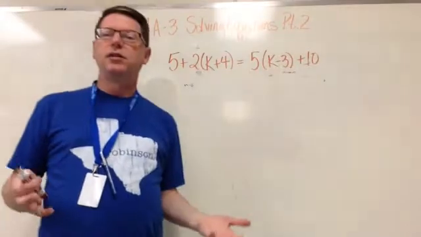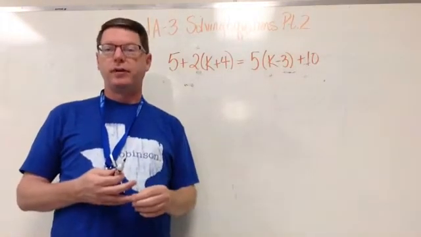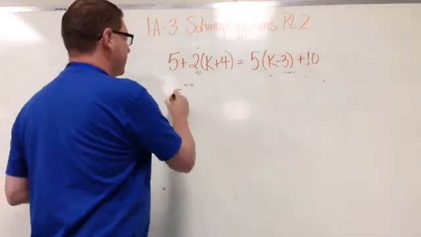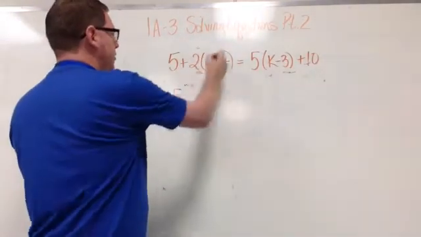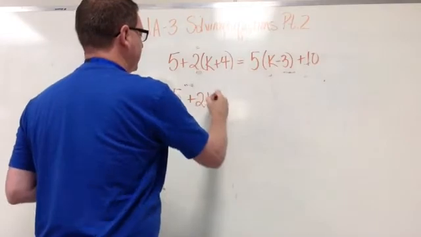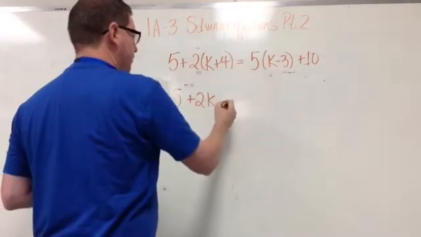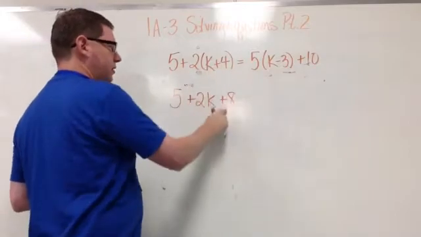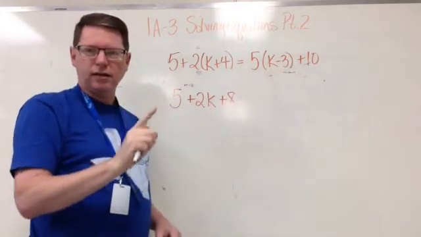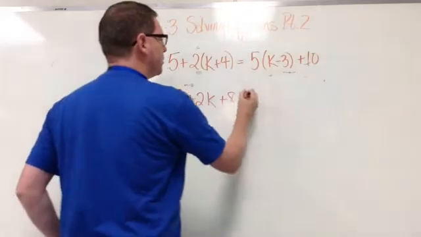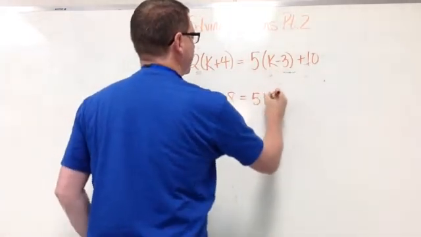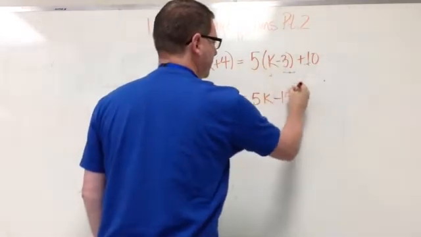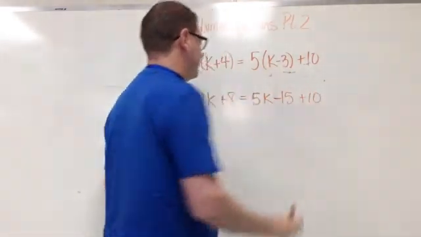So the first thing we have to do on both sides is to use the distributive property, okay? So 5 is coming down because I'm not doing anything with it yet. 2 times k is positive 2k, and 2 times 4 is positive 8. Whatever the sign is, when you multiply those is what goes between. You've got to have a sign between them. Equals 5 times k is 5k, and 5 times negative 3 is negative 15 plus 10.